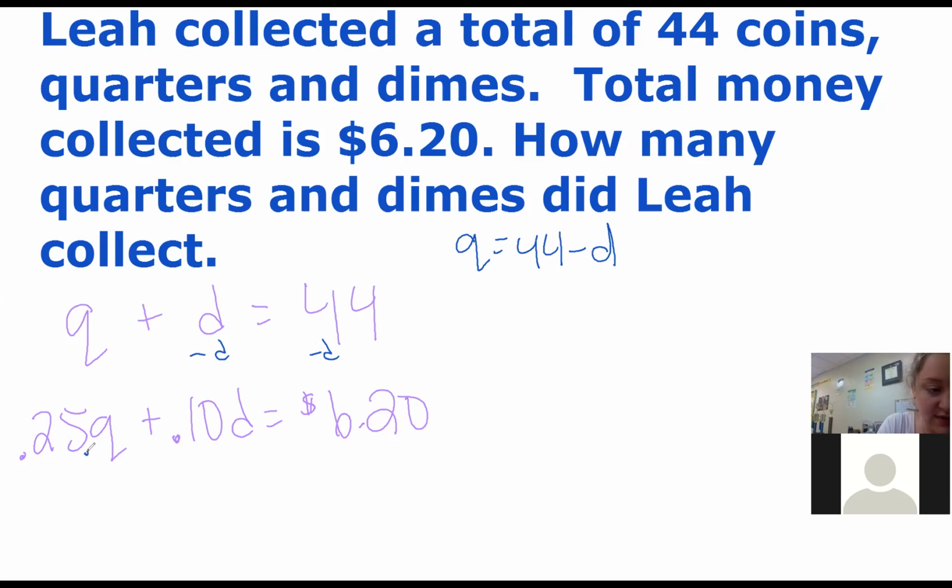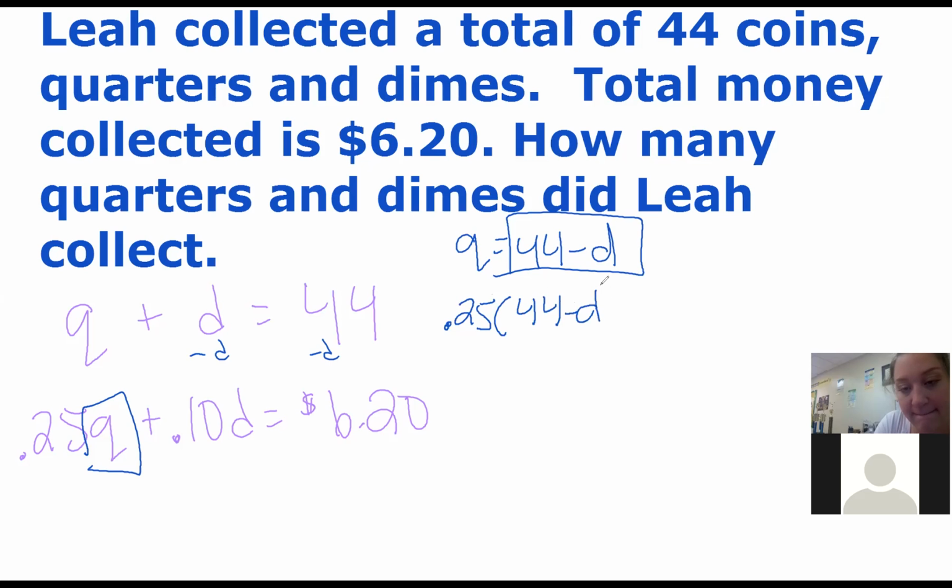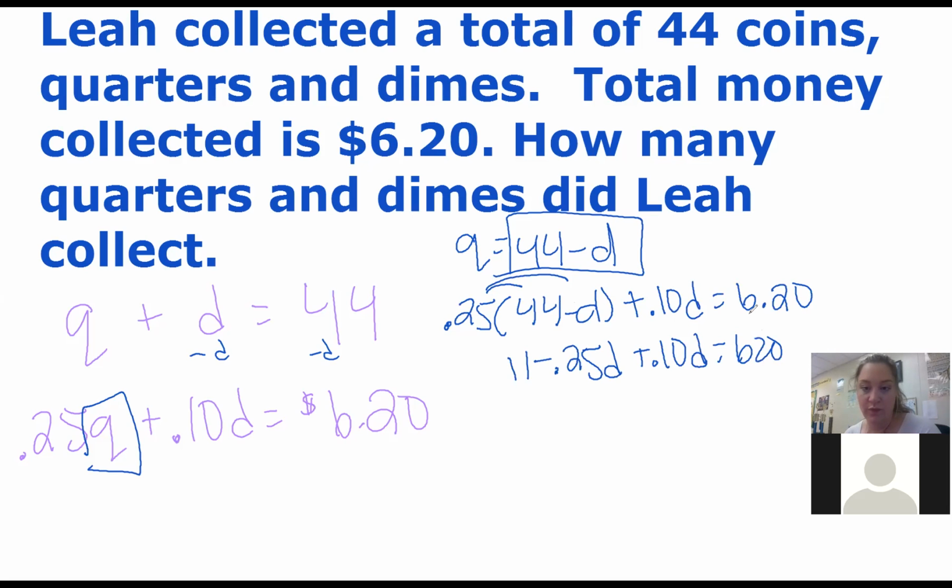So whenever I see the Q down here, this is what we're going to substitute it with, all right? So we're going to have 0.25 times my Q, so 44 minus D, plus 0.10D equals $6.20. I'm going to distribute the 0.25, multiplying it by 44 to give me 11. And then I'm going to multiply it also to negative D, to get negative 0.25D plus 0.10D equals 6.20. Bring my D's together, so negative 0.25 plus 0.10. This becomes 11 minus 0.15D equals 6.20.